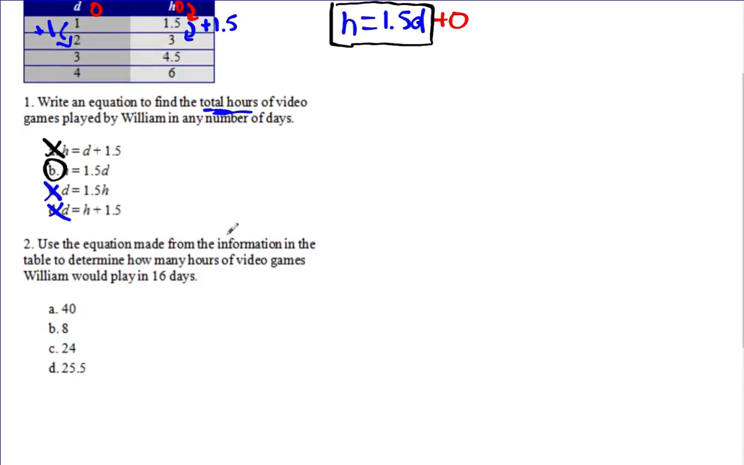That says use the equation for the information in the table and determine how many hours of video games Will would play in 16 days. So we have this equation, and we're just going to use that equation. So 1.5 times d, where d is equal to 16. So all you have to do is put 1.5 times 16 in your calculator, and you get 24. Just answer C. Another question my kids should have got right.